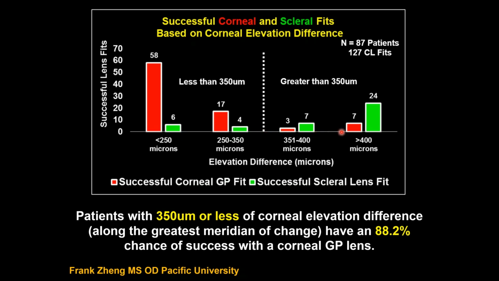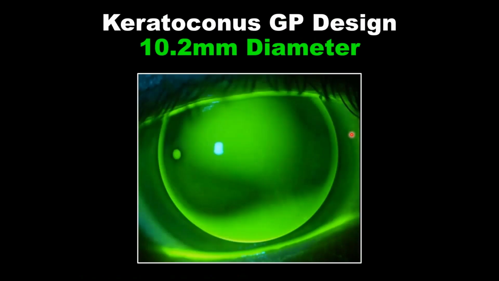Now, when the elevation difference is over 350 microns, that's where you notice the red bars coming down. We struggled to fit a corneal GP on these patients because the eye's asymmetry was so much higher.